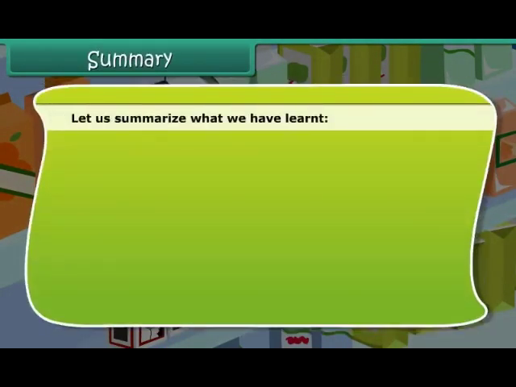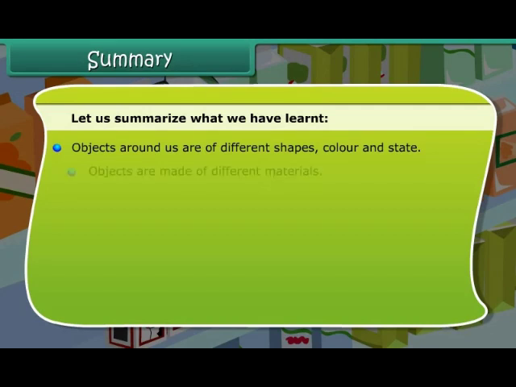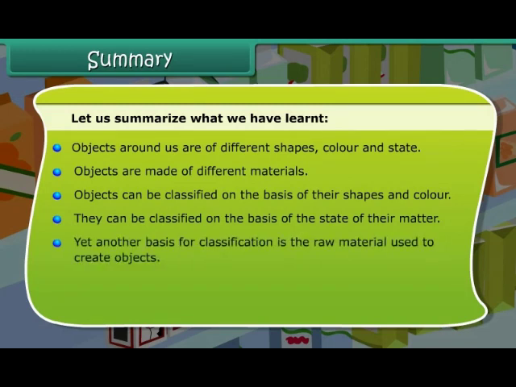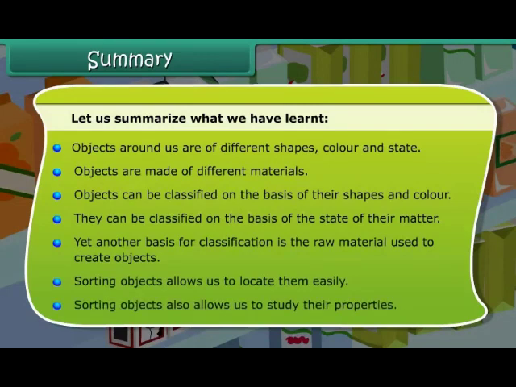Let us summarize what we have learned. Objects around us are of different shapes, color, and state. Objects are made of different materials. Objects can be classified on the basis of their shapes and color. They can be classified on the basis of the state of their matter. Yet another basis for classification is the raw material used to create objects. Sorting objects allows us to locate them easily. Sorting objects also allows us to study their properties.